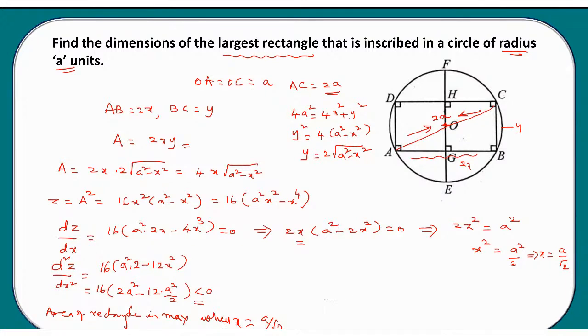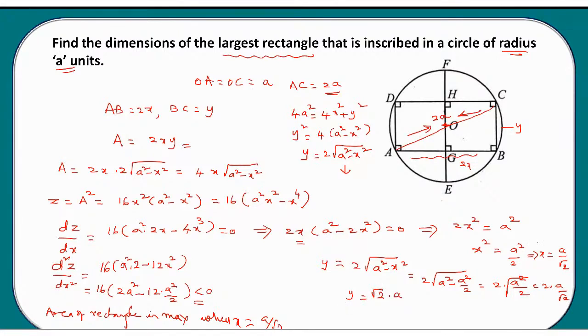So that means you need to find the value of y. So y is equal to 2 into root of a square minus x square. That is 2 into root of a square minus a square by 2, that is equal to 2 into root of 2a square minus a square by 2 under root. That is equal to 2 into a by root 2. Y equal to root 2 times of a.